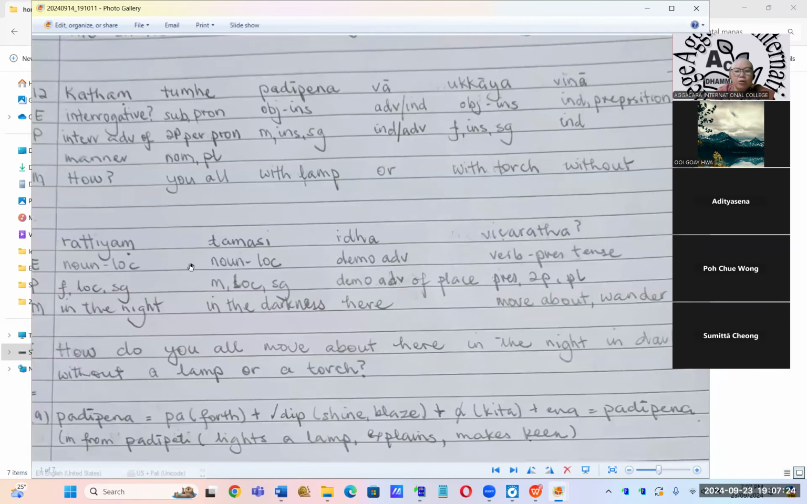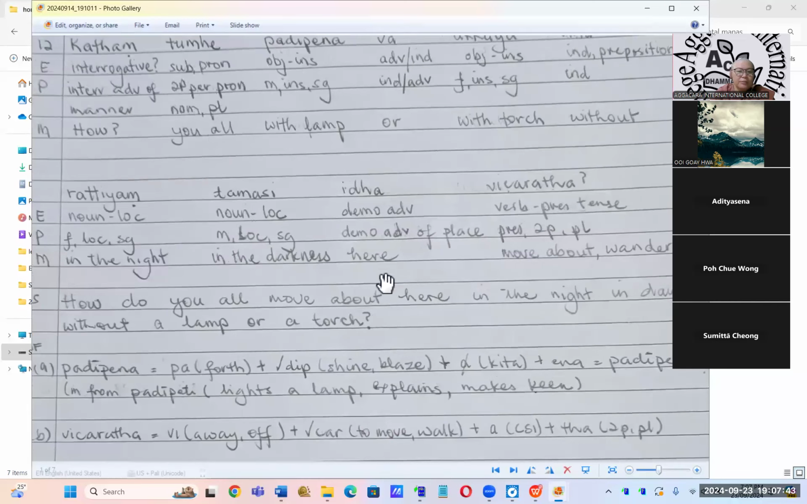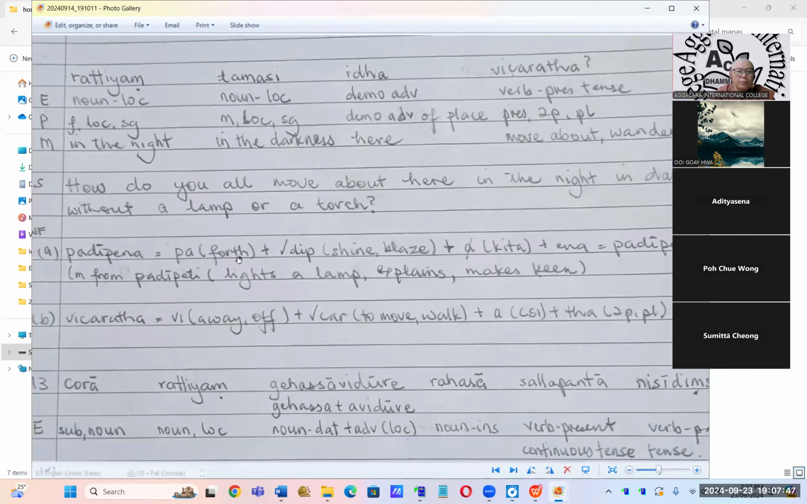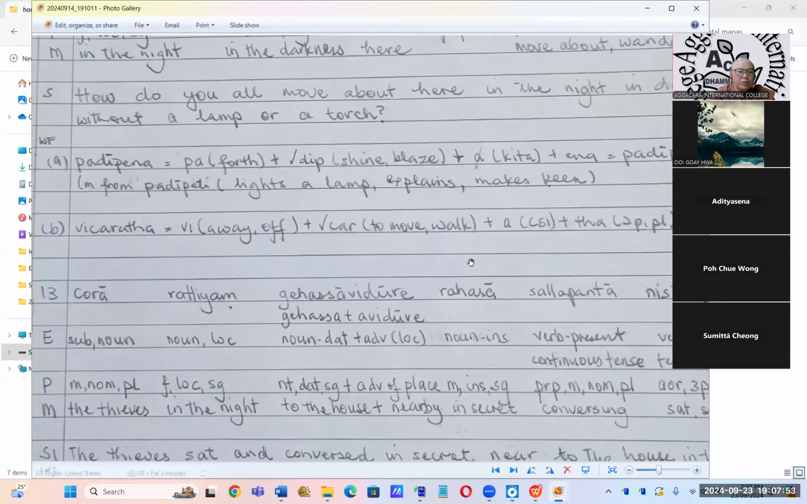Actually, I think these two we can combine. We can combine as in the dark night. In the night. Right? Yeah, because these two are locative, right? So tamasi can describe the night. So you can say in the dark night. Yeah, it's okay. But in this way, it's also fine. Doesn't matter. Right. So paditena, and virachata. Okay.